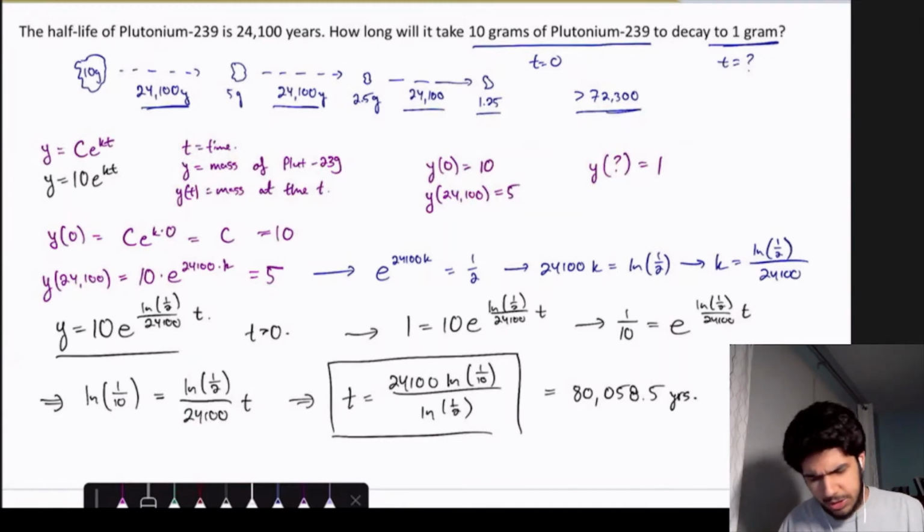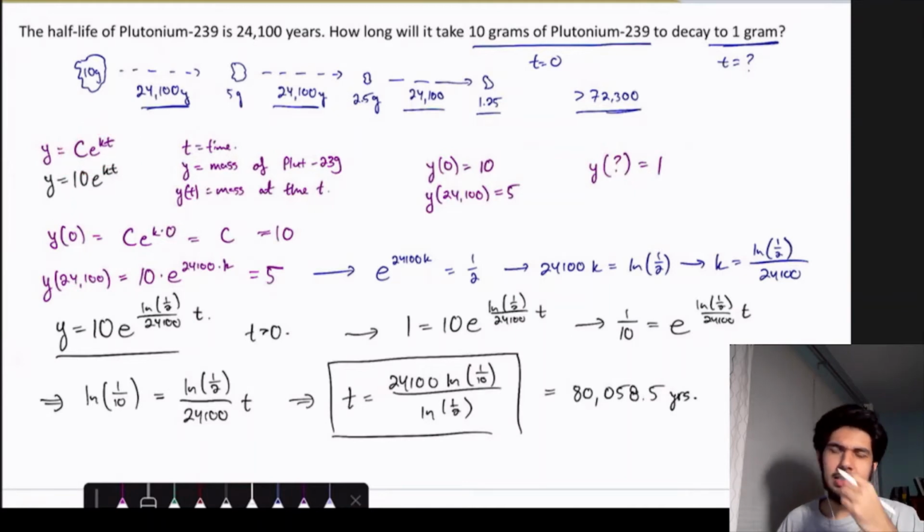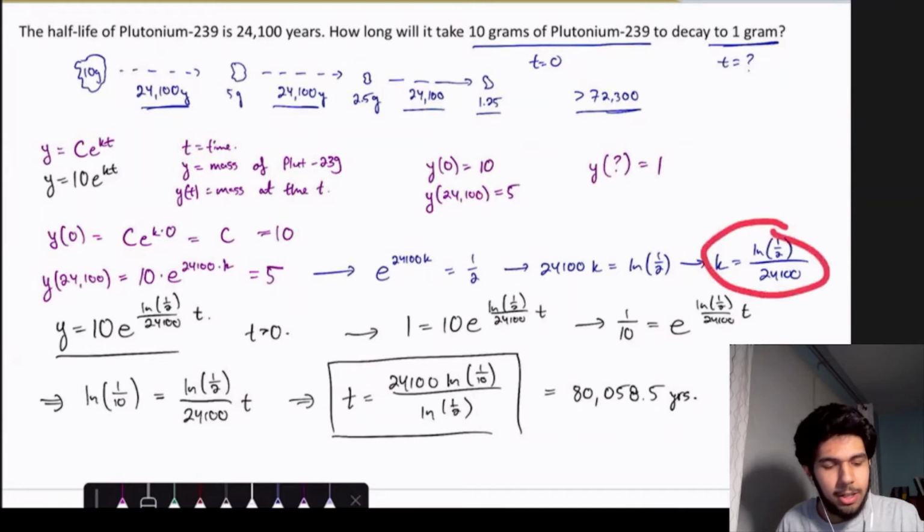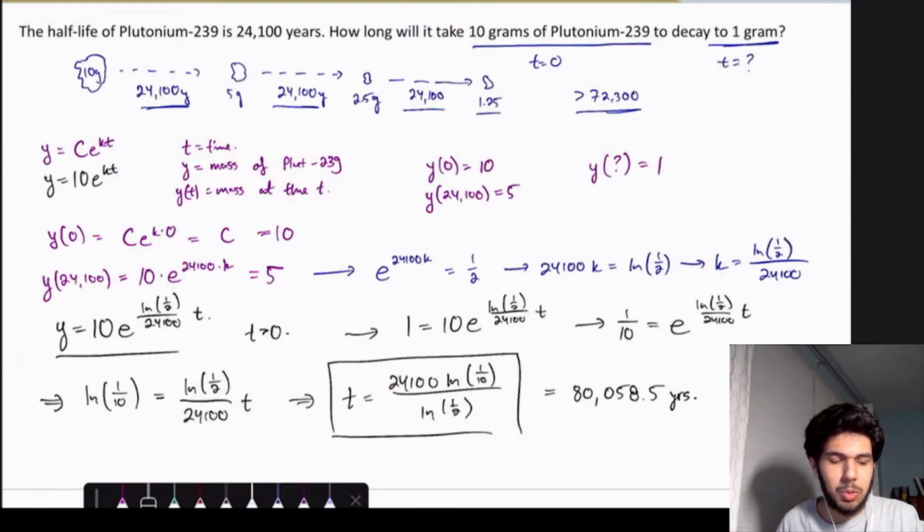So perhaps you're wondering, okay, we use the same equation, the CE to the KT, which is used for both growth and decay, but we needed K to be less than zero. Like, do we ever account for that? Well, it's kind of accounted for us. We can see that K is equal to ln of 1/2 over 24,100. Ln of 1/2 is a negative number. So we know that K in this case is negative.